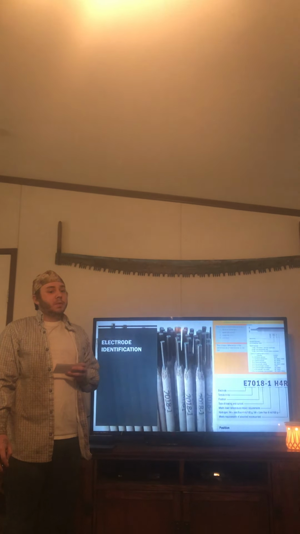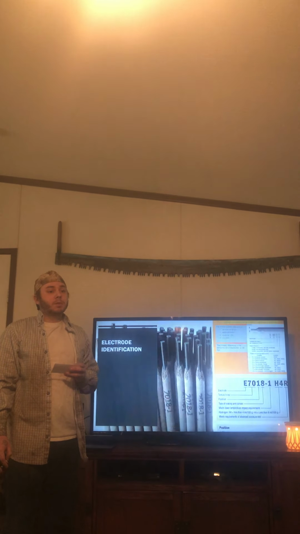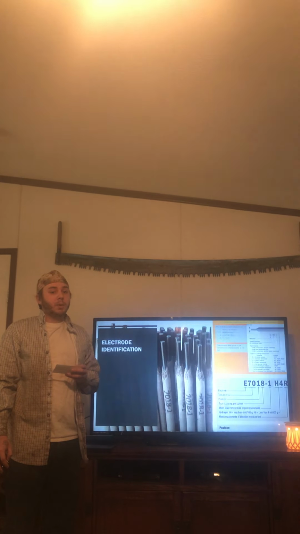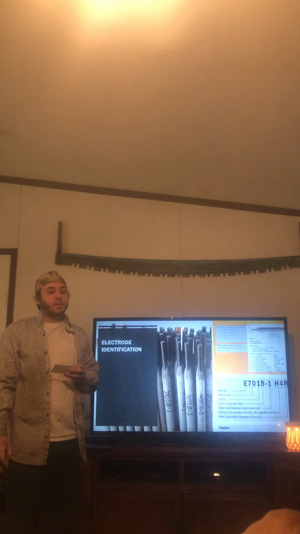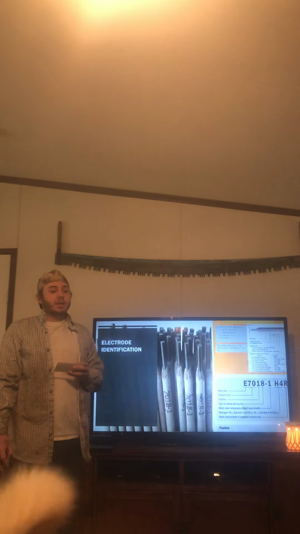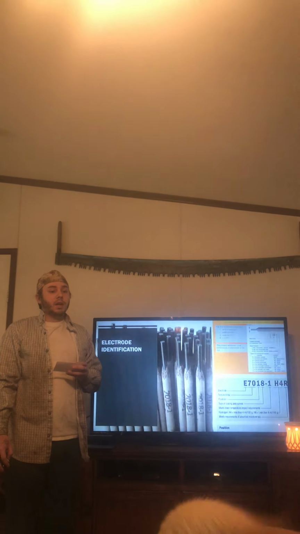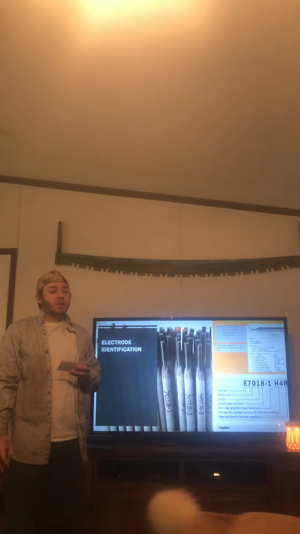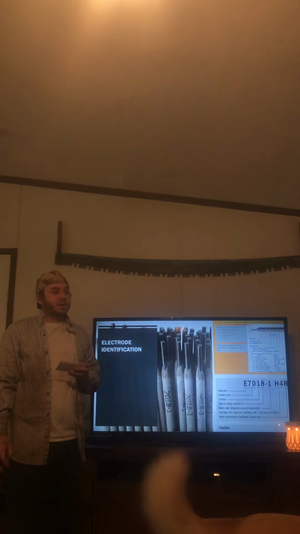In our example above, the number is E7018, so our third digit would be a 1. This number is an indicator of the applicable welding position. Number 1 indicates all position. A number 2 would indicate flat and horizontal only. And number 3 and 4 would identify the electrode as being able to weld only flat, horizontal, vertical down, and overhead. The fourth numerical digit is the electrode identification number, which indicates flux composition. Each electrode is designed for a different application.